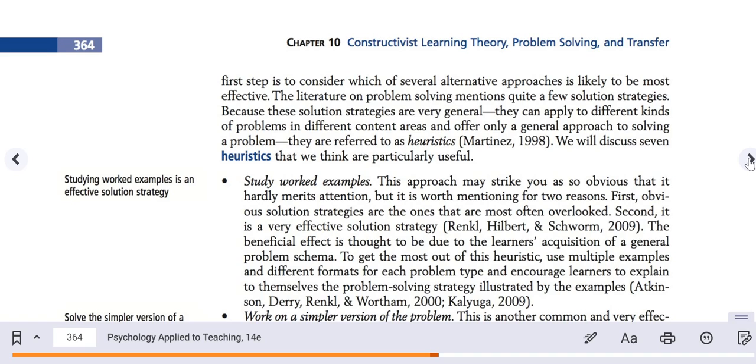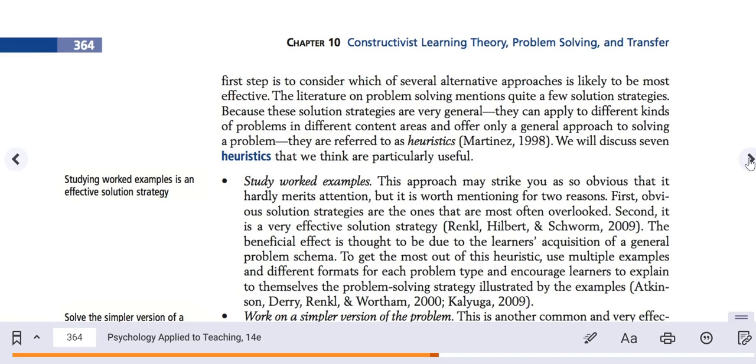The literature on problem solving mentions quite a few solution strategies. Because these solution strategies are very general, they can apply to different kinds of problems in different content areas and offer only a general approach to solving a problem. They are referred to as heuristics. We will discuss 7 heuristics that we think are particularly useful.